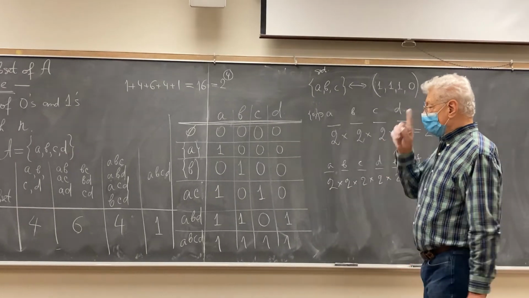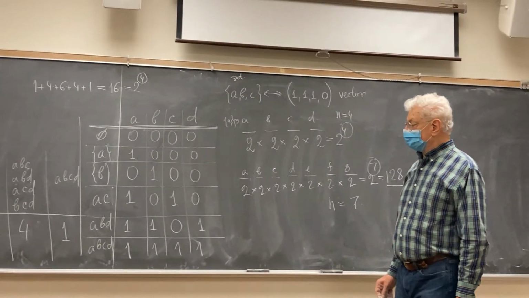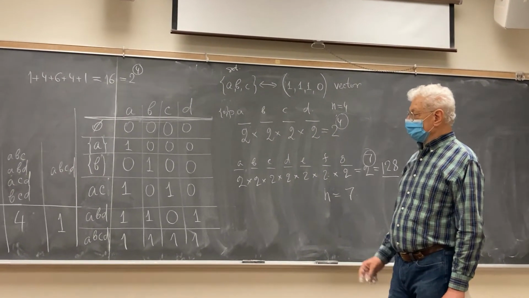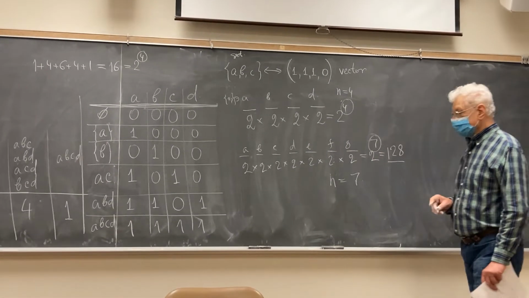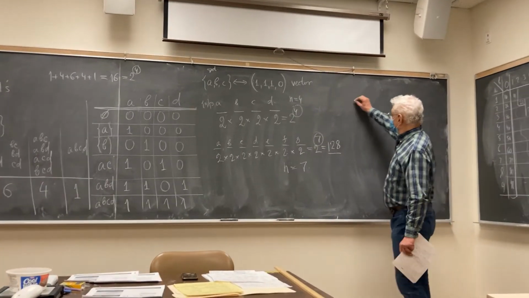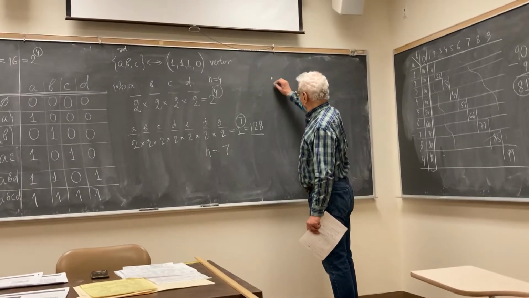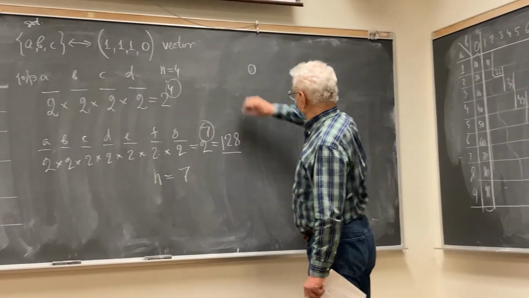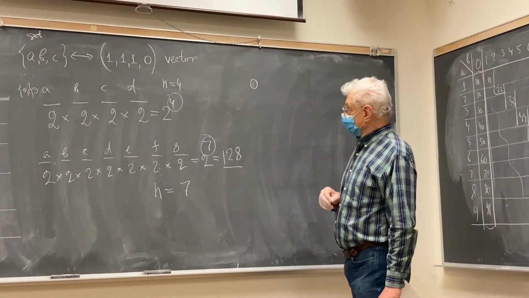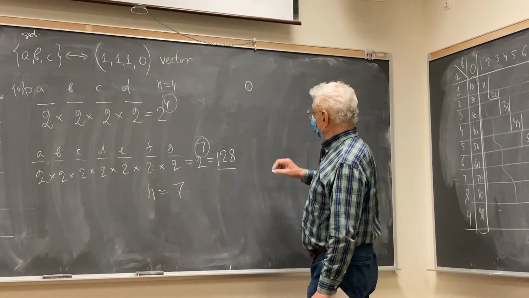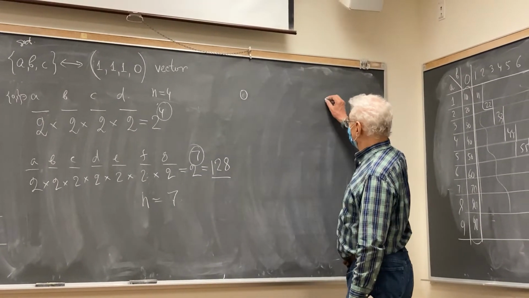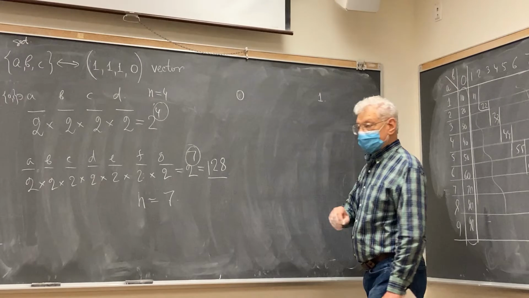And the question is how to arrange these subsets. Let me show you a simple example. Suppose you start with 0. On the first position, what could happen? 0 or 1, right?